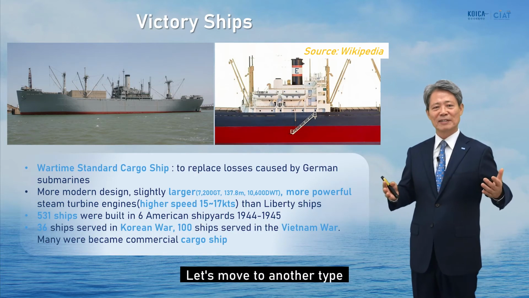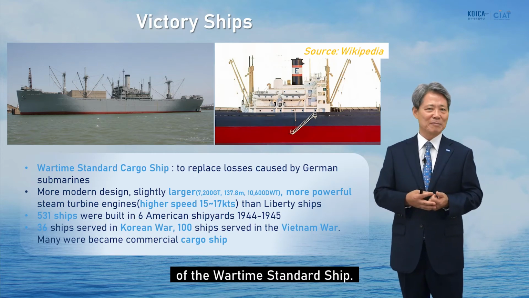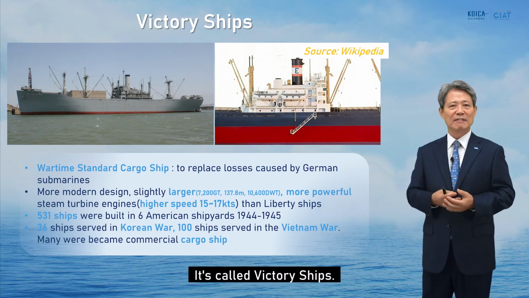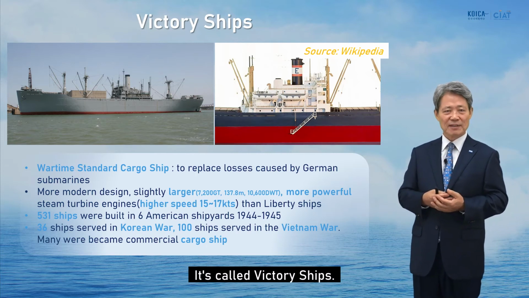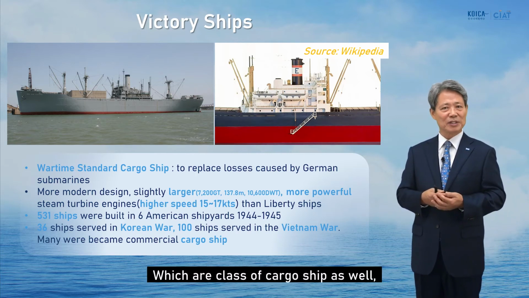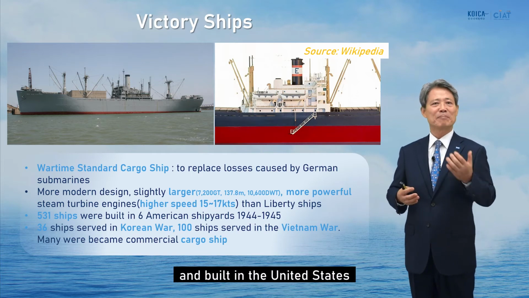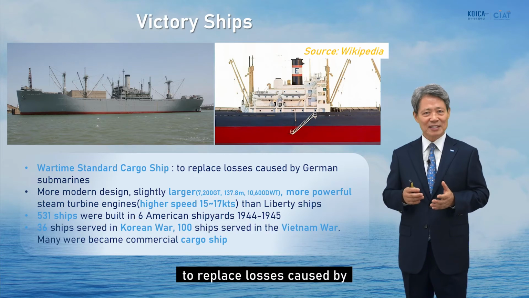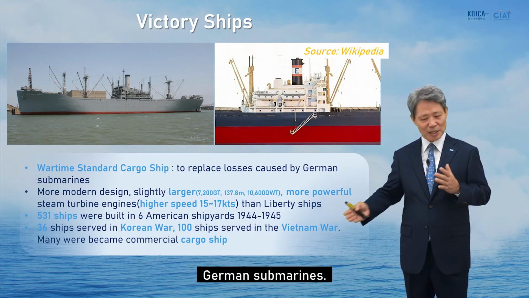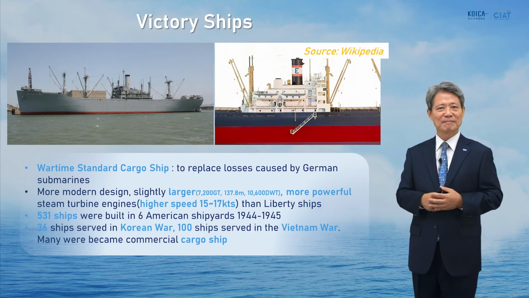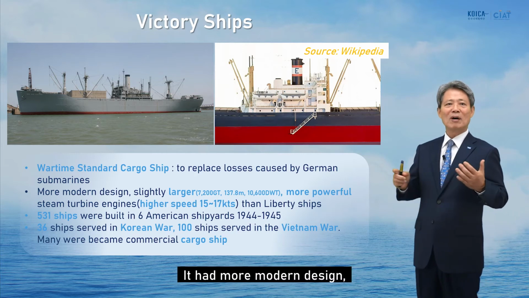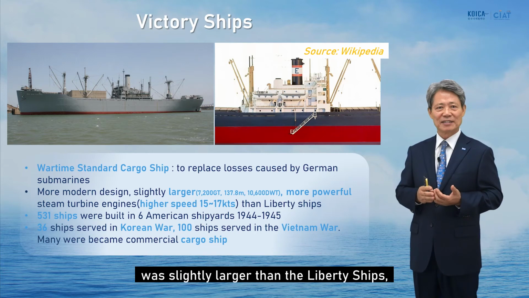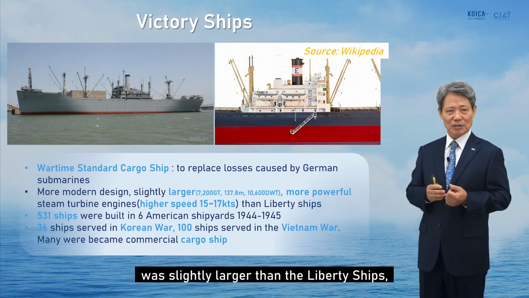Okay, let's move to another type of wartime standard ship. It is called the Victory ship, which is a class of cargo ship as well, built in the United States to replace losses caused by German submarines. It was a more modern design, slightly larger than the Liberty ships.